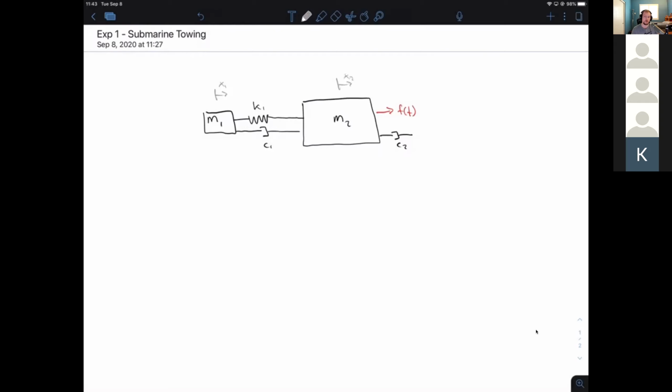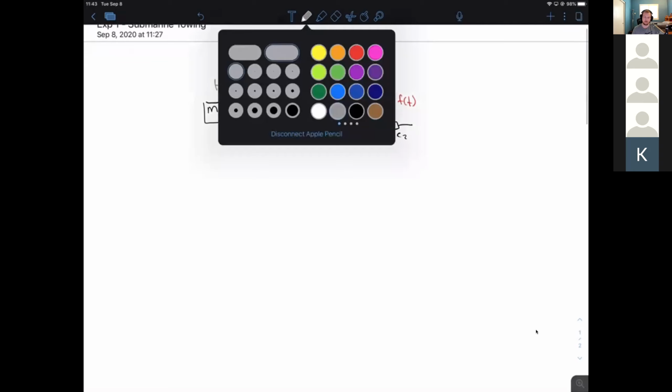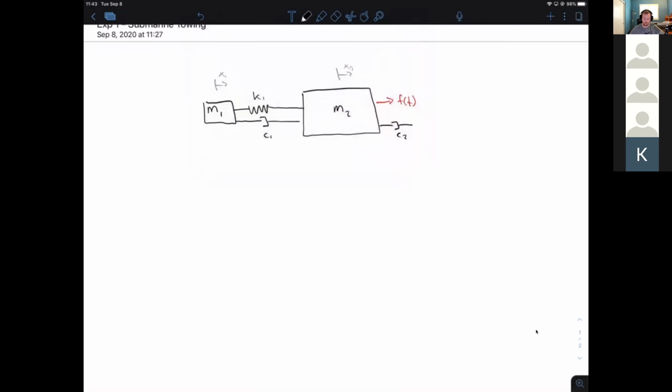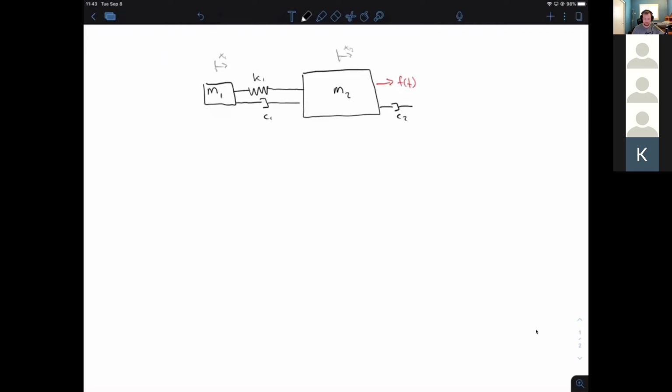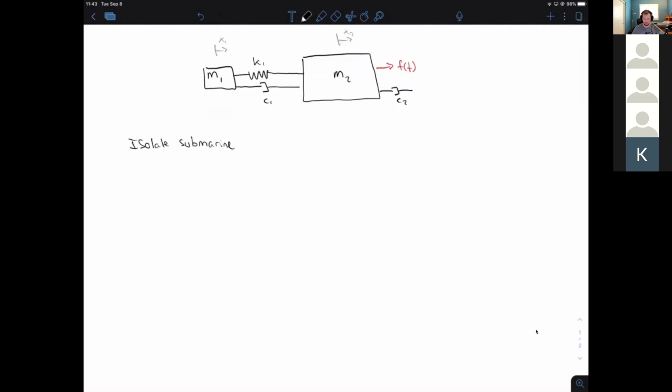Now for this problem, we only want to look at the submarine. So we're going to isolate the submarine right now and make a free body diagram for that. Okay. I just want to make sure everyone can see my screen and read everything okay, right? Yeah. Okay, cool.